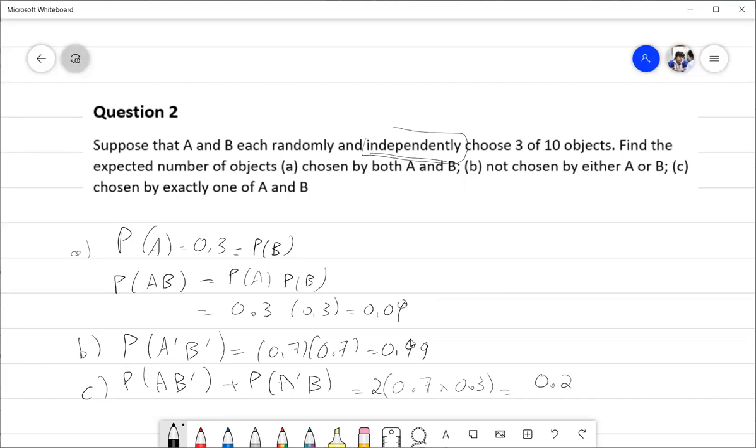No, wait, that will be 0.42. I forgot to multiply by 2. That will be 0.42. Right. So I just realized I made one mistake. All I've done right now is denote the probability, but the question says find the expected number, right?